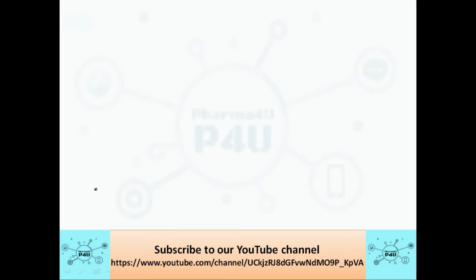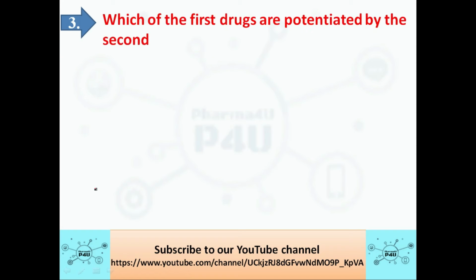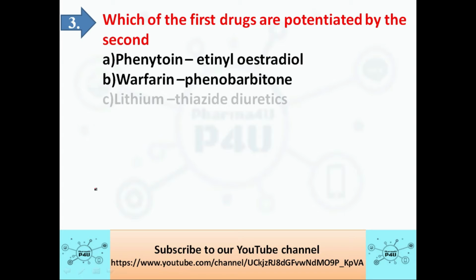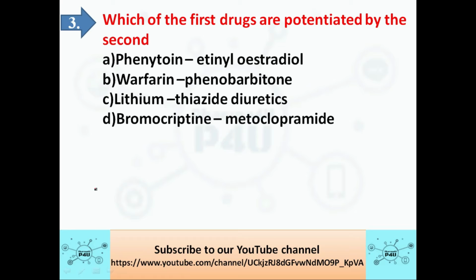So the next question is, which of the first drugs are potentiated by the second? Here we have option A phenytoin ethinyl estradiol, option B warfarin phenobarbital, option C lithium thiazide diuretics, option D bromocriptine metoclopramide. So which of the first drugs are potentiated by the second? Means the first drug is this and the second drug is this. So which is the correct answer? The correct answer is that lithium is potentiated by the thiazide diuretics.